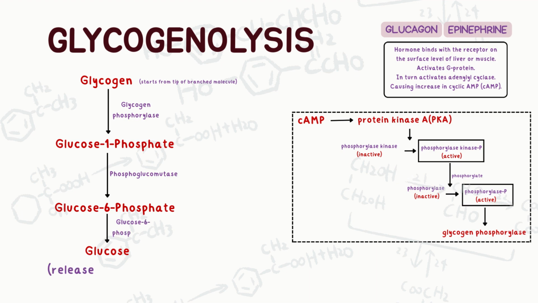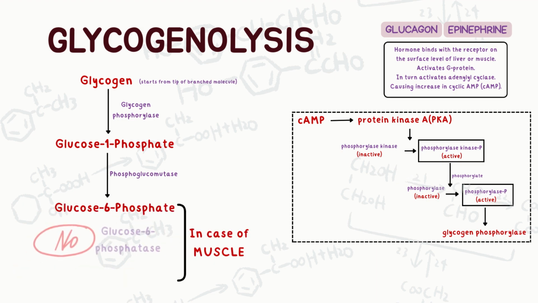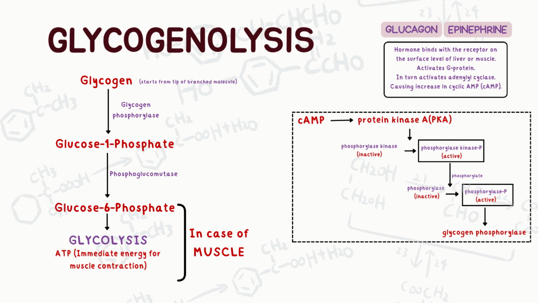Finally, glucose 6-phosphate is converted into free glucose by glucose 6-phosphatase, and released into the bloodstream to fuel the brain or other tissues as needed. However, this final step occurs only in the liver. In muscle, glucose 6-phosphatase is not present. As a result, glucose 6-phosphate enters glycolysis directly, producing ATP for immediate energy during muscle contraction.